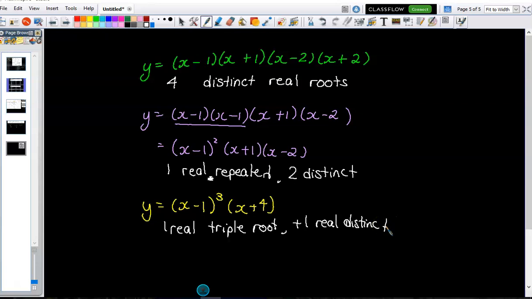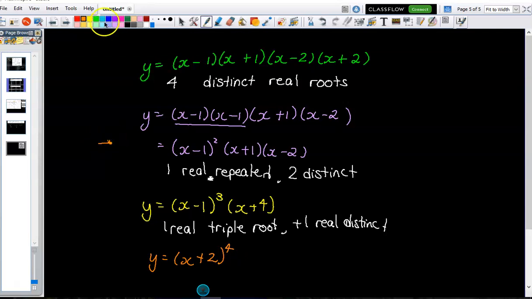Now that's 1, 2, 3. They reckon there's 7 different combos. Can anyone come up with another one? I mean, there's a pattern going on here, yeah? y equals x take 1 to the power of 4. You could have y equals x, and again, it doesn't have to be 1, so let's go plus 2 to the power of 4. So a repeated root 4 times. Yep. Quadruple root.